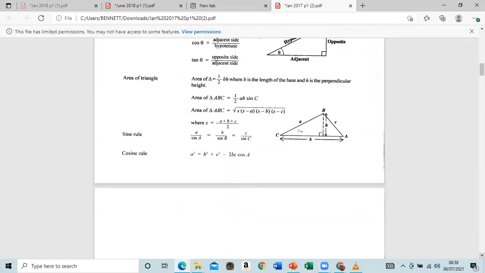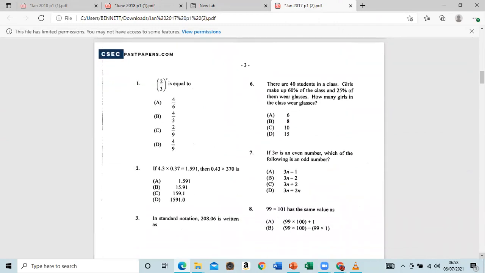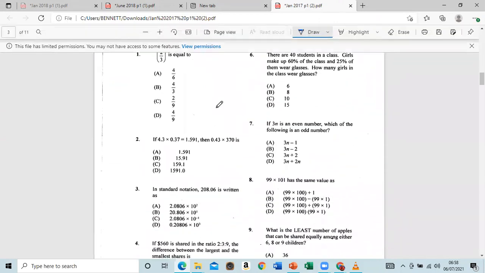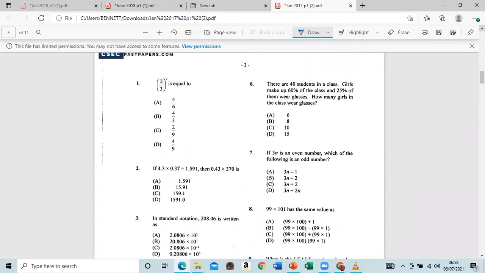So these are the formulas. All right, let's proceed. The first one says 2 over 3 squared is equal to. Now we know that square means 2 times 2, divided by 3 times 3. So that gives us 4 over 9. So the answer for this one would be D.